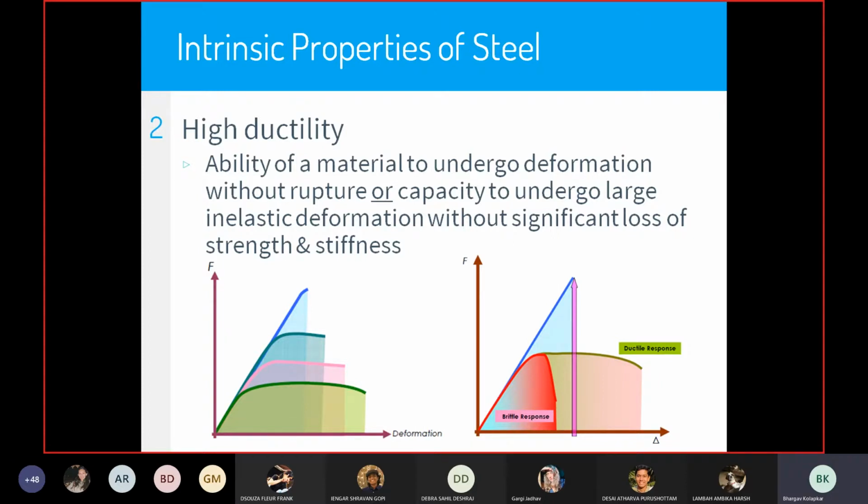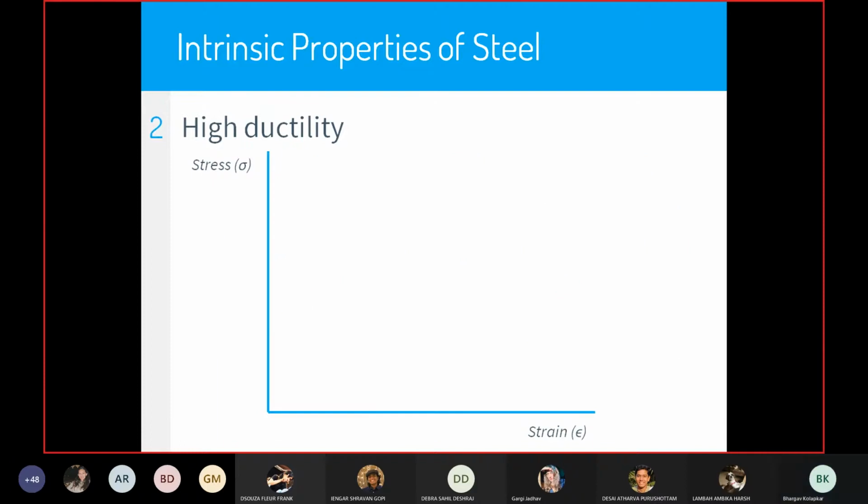And in earthquake response, we want the material to behave in a ductile manner. We do not want a material that goes like the graph shown in red, because once it has reached its strength, it cannot deform any further. We do not want a brittle response, we want a ductile response, and this is what steel has, and that is why this behavior is important to us.